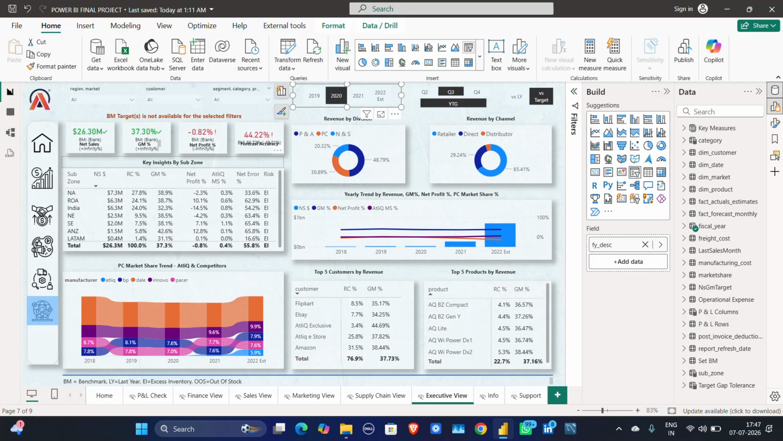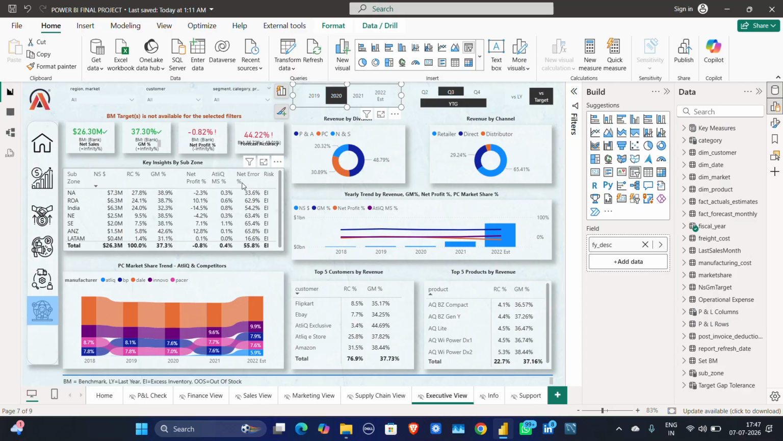So, key insights by subzone. This visual provides a regional performance breakdown across different business zones. For every subzone, we can analyze important business metrics such as net sales, revenue contribution, gross margin percentage, net profit, market share, net forecast error, and business risk. So this allows the executives to quickly compare the performance of different regions.